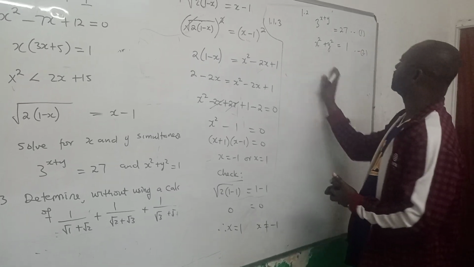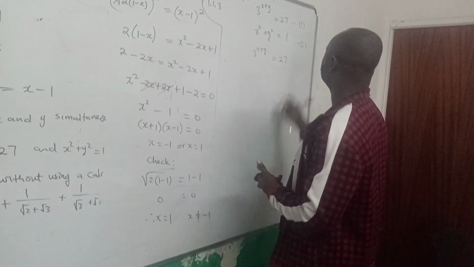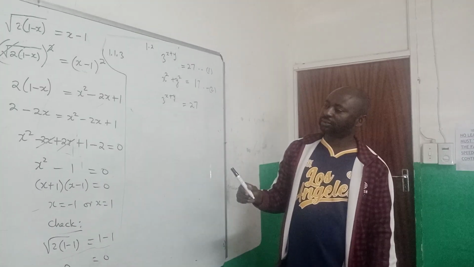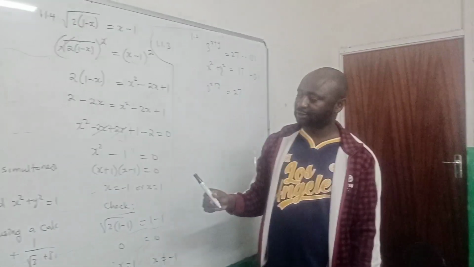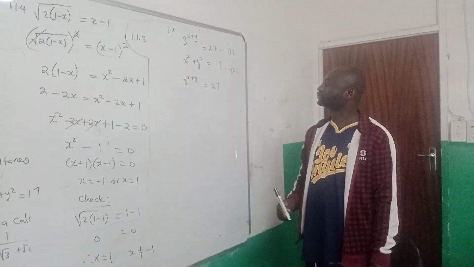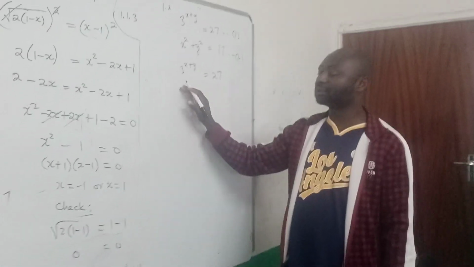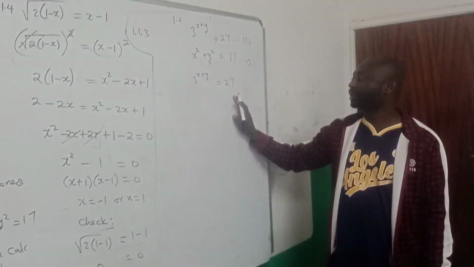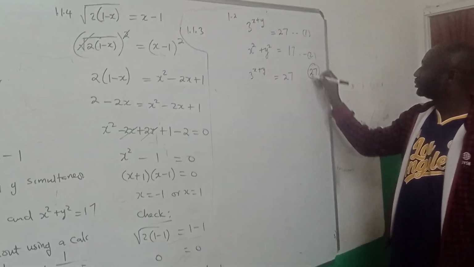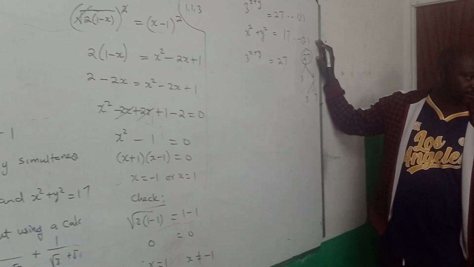So from equation 1, let's see what we can do. We've got 3 to the power x plus y equals 27. We need to break this 27 as a base of 3. What we're going to do is to break 27 as a base of 3. If I take 27, 27 is 3 times 9. 9 is 3 times 3. This is what we call a factor 3.